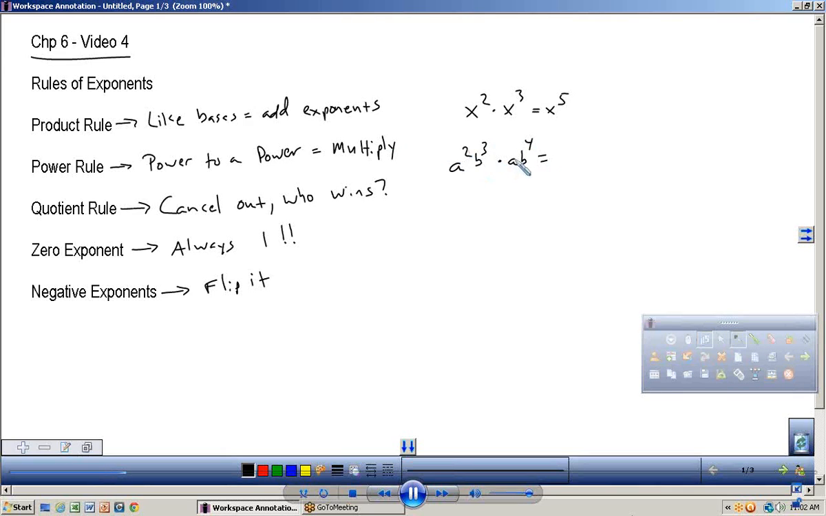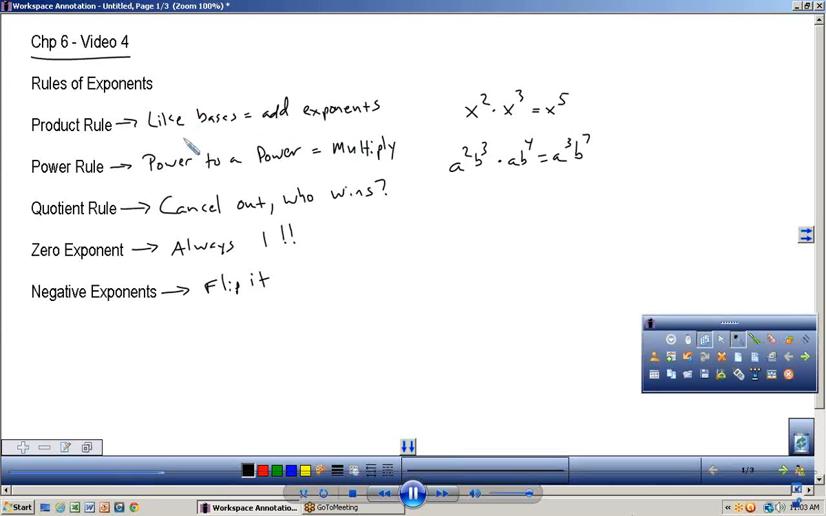So it's a squared times a to the 1, so 2 plus 1 is a cubed. And then I have b cubed times b to the 4th, so 3 plus 4 is 7. So you can do it if you have multiple variables in the expression, just not between unlike variables. That's what I mean by like bases. Okay? So that's the product rule. If you have like bases, you add exponents.